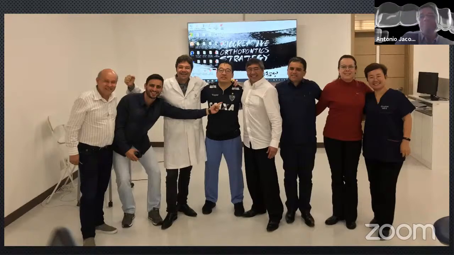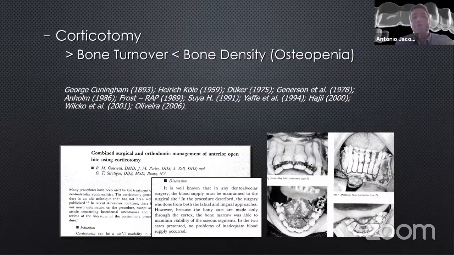So let's talk about corticotomy a little bit. There are some cases where we have a lot of difficulty in bringing the canine towards the position. We know that the corticotomy induces bone turnover and diminishes bone density, causing osteopenia. In this way, the tooth will move faster.